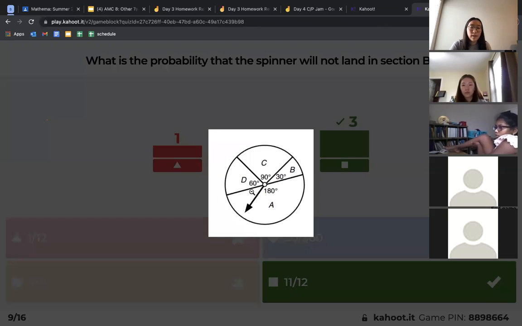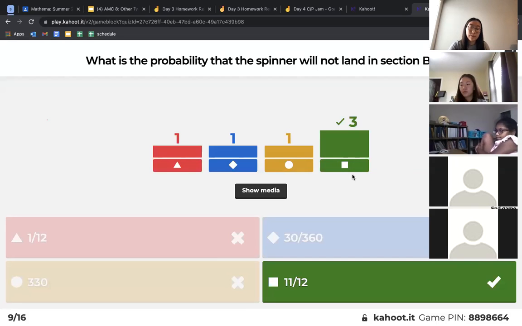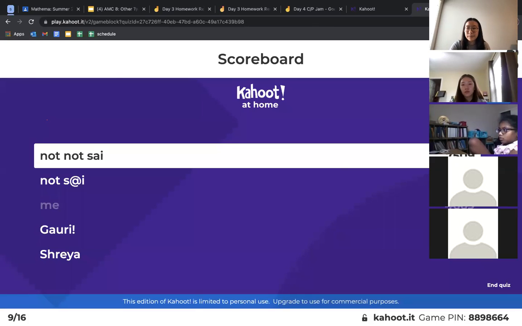Yeah, so this one, not landing in section B. That means it can't be in this 30-degree slice. It can be in this whole 330-degree slice. And if you do 330 over 360, that simplifies down to 11 over 12. So be careful, don't pick yellow because it's not a fraction. It's not even a probability at all.